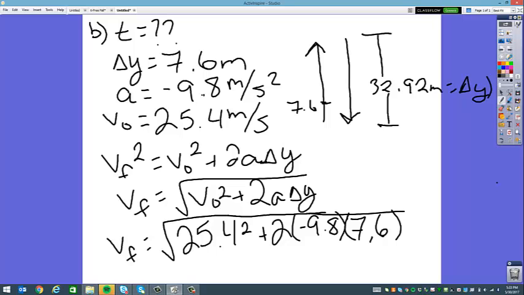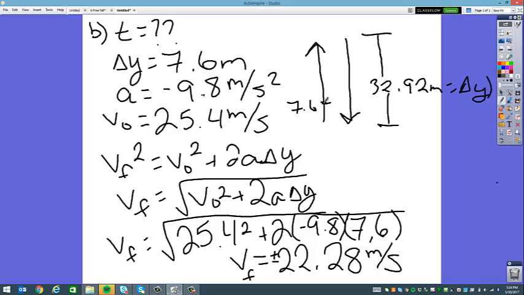I'm going to get a velocity of 22.28 meters per second. Now remember, when you take the square root of something, your answer can be both positive or negative, so I have this plus or minus factor in there. What that means is that when I'm at 7.6 meters on the way up, my velocity at that point is positive 22.28 meters per second. And on the way down, my velocity at that point is negative 22.28 meters per second.